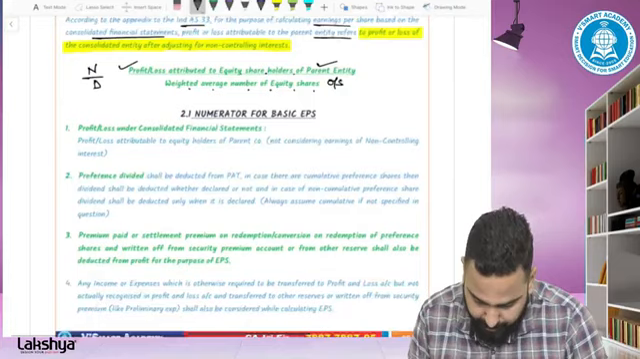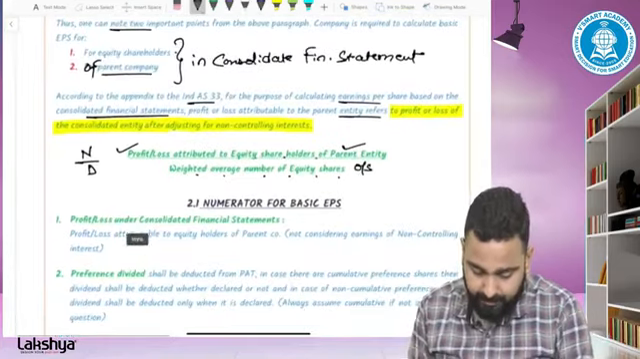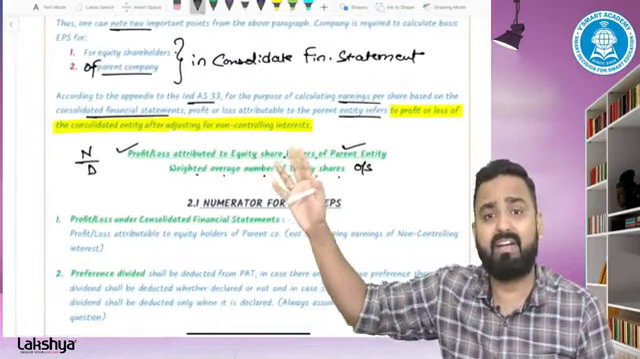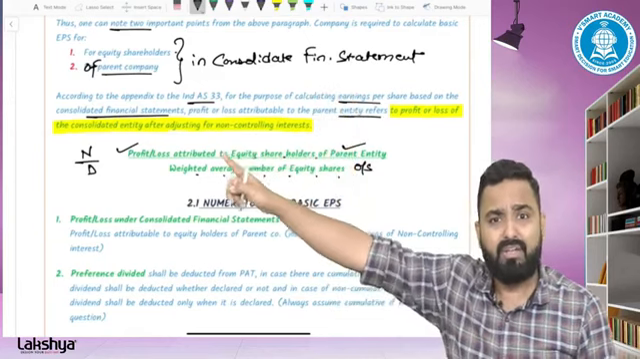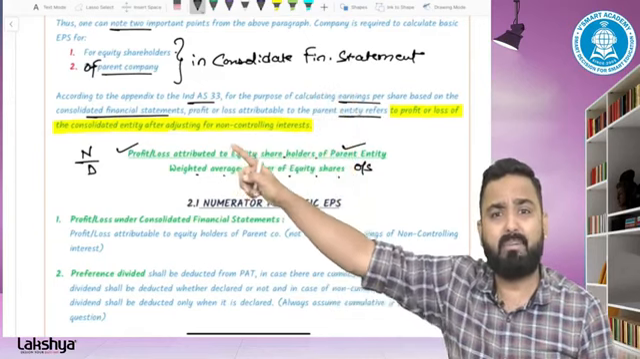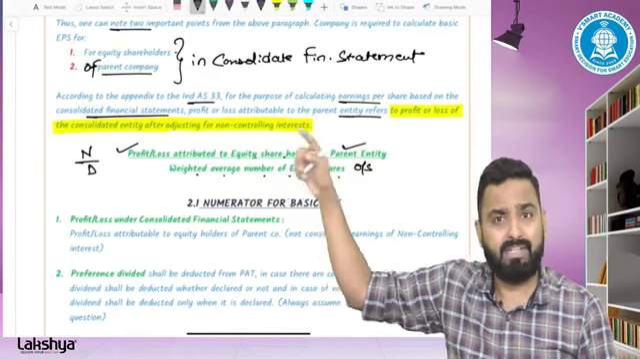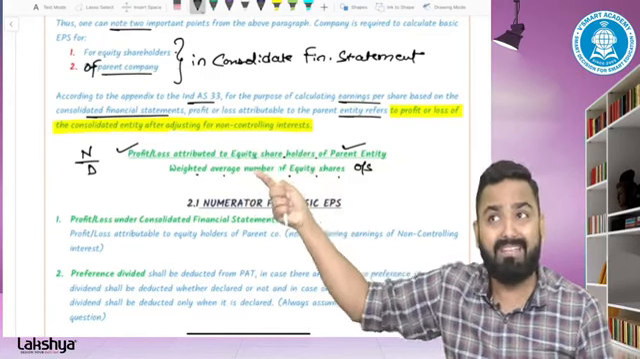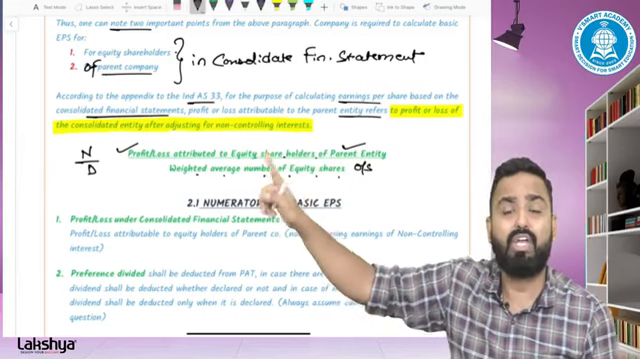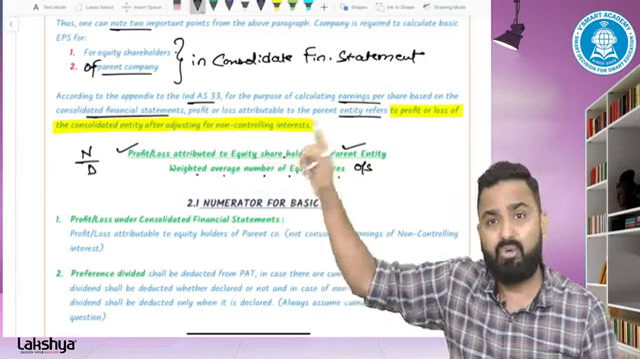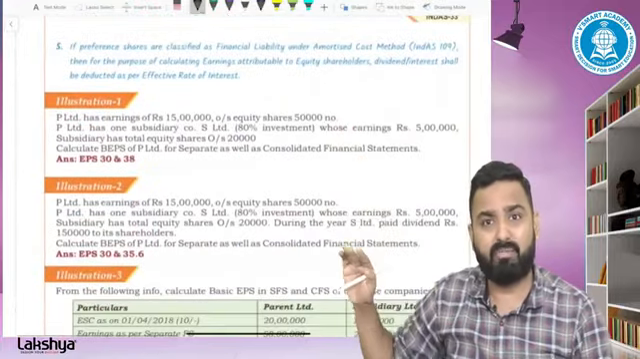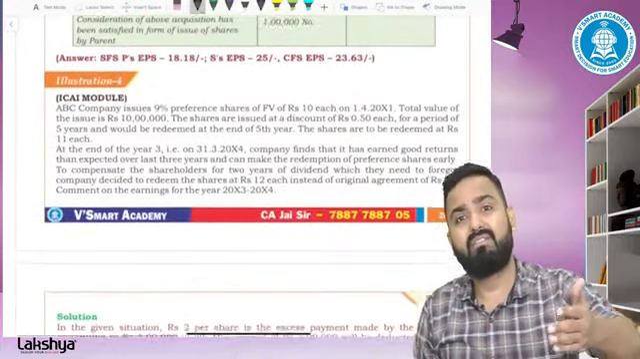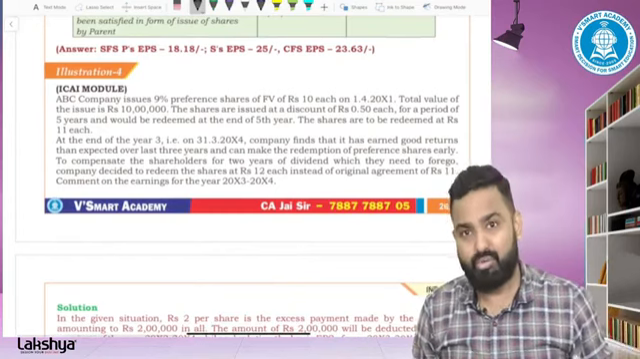Okay. Now see, we are further subdividing this basic earning per share topic into two parts. First of all, we will understand the numerator part, that means how to arrive at the profit or loss attributable to equity shareholders of parent. So first we will understand the numerator portion, then we'll cover the denominator portion also.